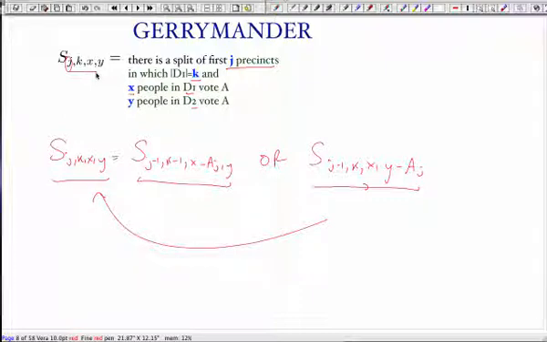The other way for it to be true is that you assign that last precinct J to district 2. In which case, for this to be true, you had to have k people in D1 already, x people already had to vote for A and D1, and then this many people had to vote for A and D2.